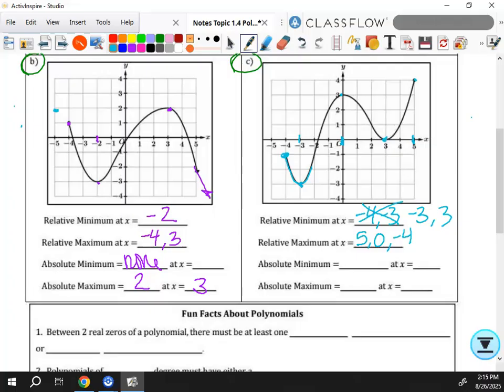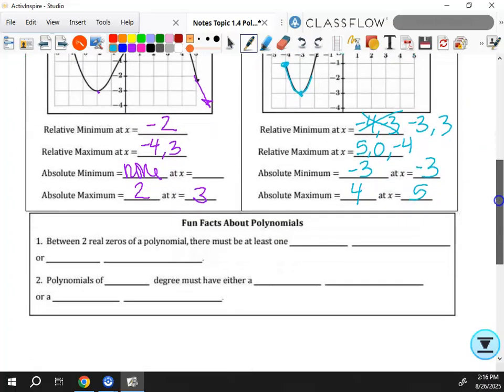Absolute minimum. Bray, what are you thinking? Good. -3 at x equals -3. And then absolute maximum. Marlon, what are you thinking? 4 at x equals 5. Y'all agree with that? Yes, good job. Thank you. Any questions at all? We can figure out the maximums and minimums. They make sense? Yes? All right.